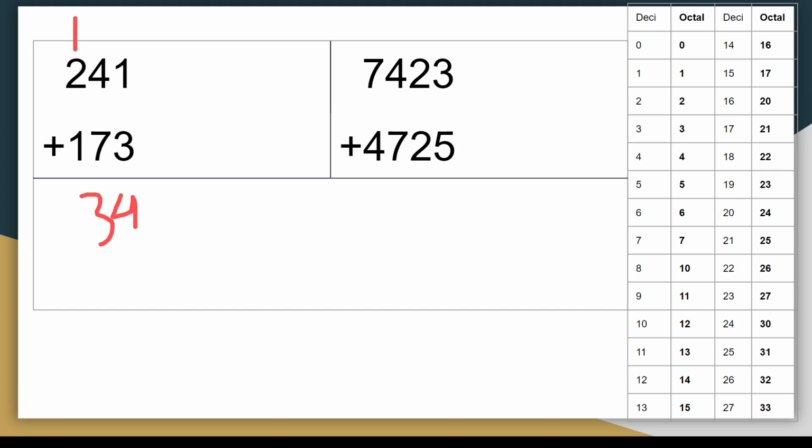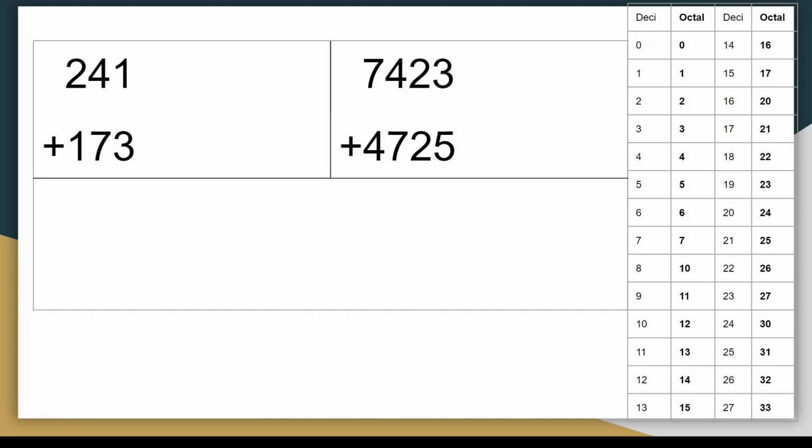Now 1 plus 2 plus 1 will be the same as normal because it's not above 8. So 241 plus 173 octal is 434 octal. Let's move on to the second example.